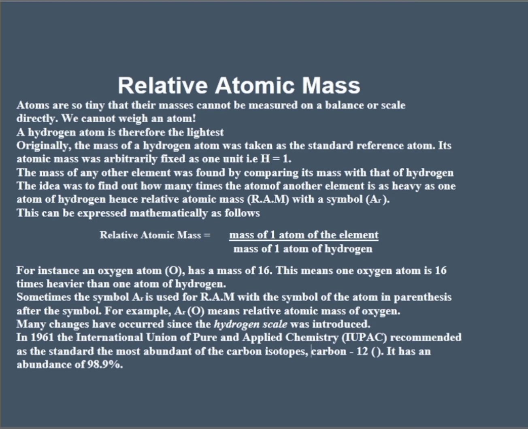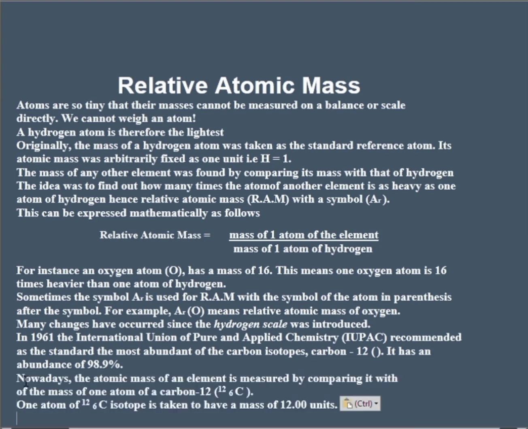Nowadays, the atomic mass of an element is measured by comparing it with the mass of one atom of carbon 12. This is the one that has been taken until today. We are still using it, comparing the mass of the other element to that of one atom of carbon 12.